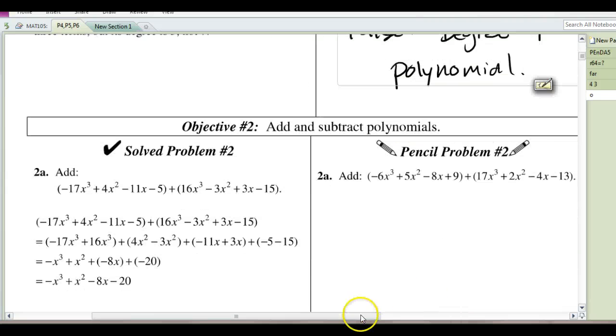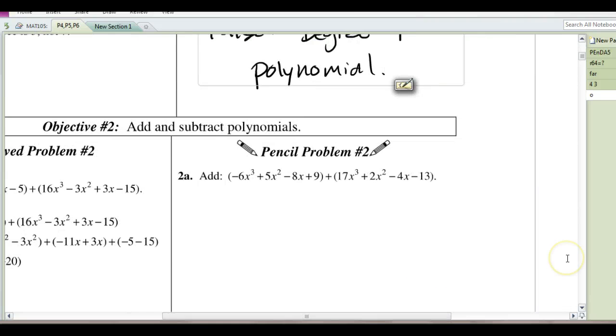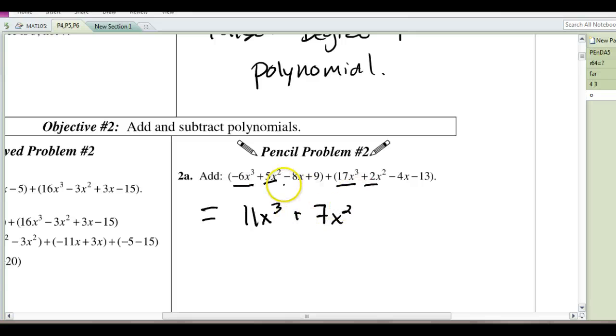Okay, these other ones, we kind of have some exposure to them already, even though we haven't really gone into too much detail. This works kind of like the stuff we did in the radical section. We just pair all the like terms if we want to add. So we have an x cubed term and an x cubed term, so we add those first. So this will be negative 6 plus 17 gives me 11x to the 3rd. Then we have the 5x squared and the 2x squared. Add those together, we get 7x squared. Then the regular x's are alike. Minus 8x and minus 4x is minus 12x, and 9 minus 13 is negative 4.